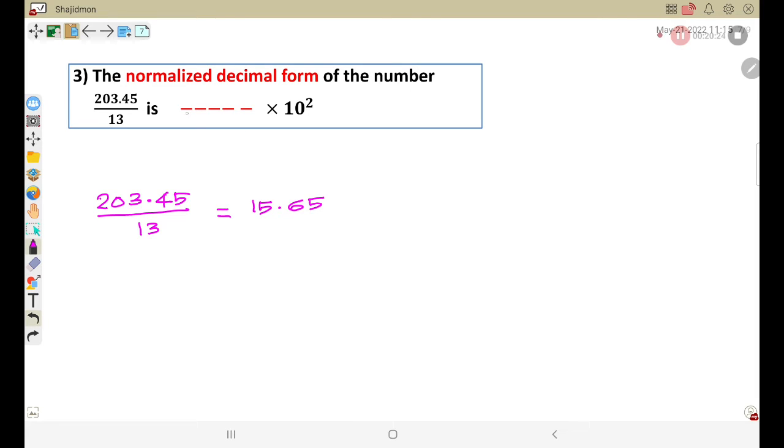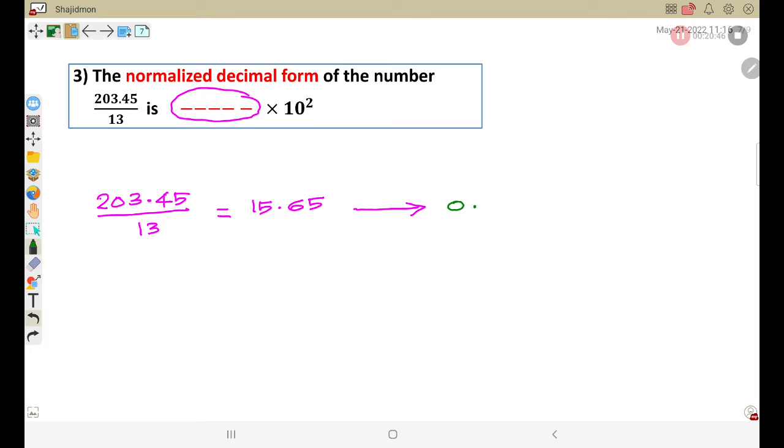It is written here. There is some dot, and we need to fill that blank. Multiply 10 power 2. So, what will be the number here is the question. We are trying to write this number in normalized form so that we will get the answer. What will be the normalized form of this number?